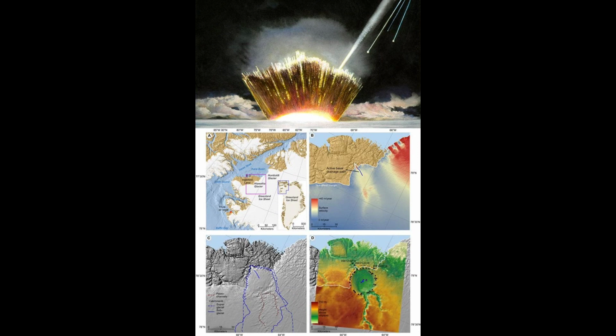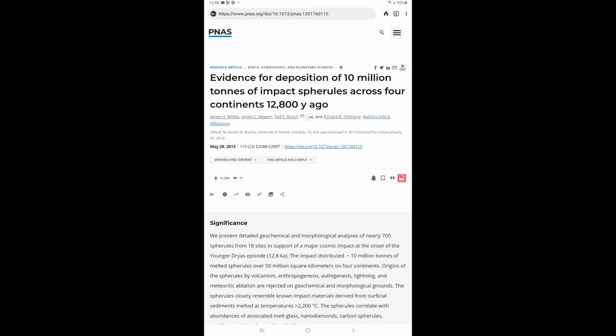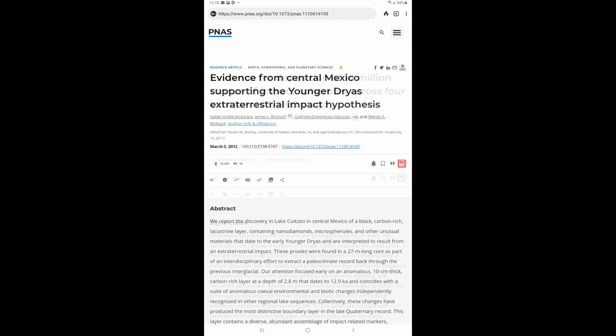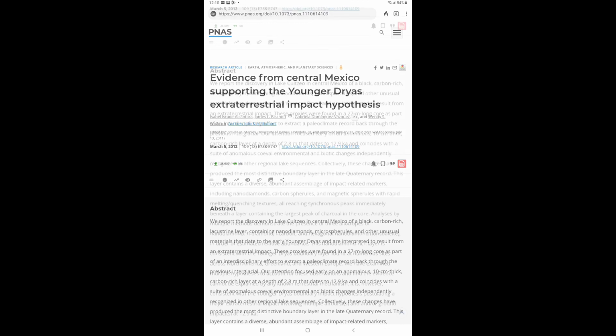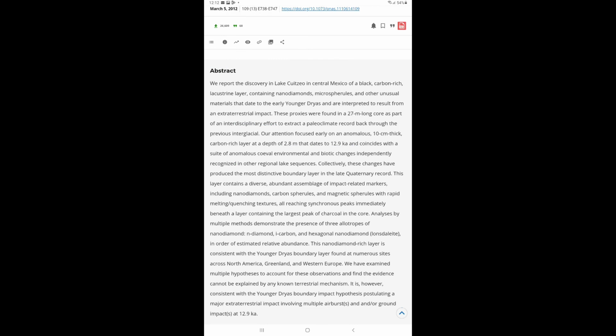There are the papers that are published in the Proceedings of the National Academy of Sciences, which are all mainstream. They're all peer-reviewed journals. Evidence for deposition of 10 million tonnes of impact spherules across 4 continents 12,800 years ago. Evidence from central Mexico supporting the Younger Dryas extraterrestrial impact hypothesis. I'll leave this up for a brief moment so you can pause and read it.